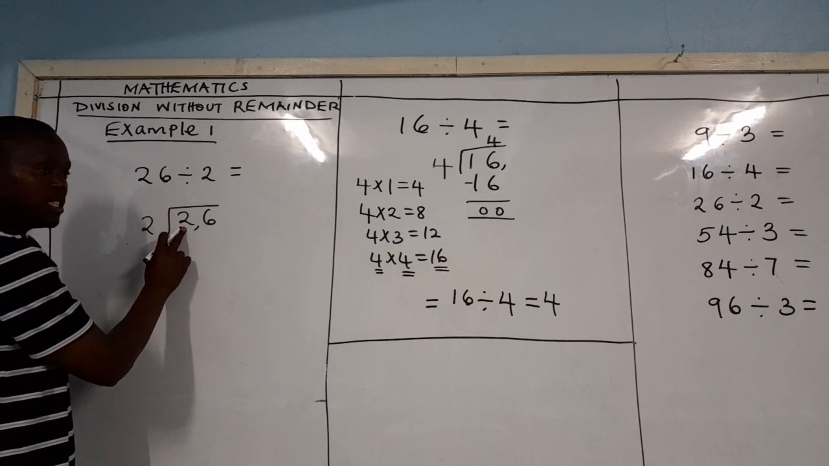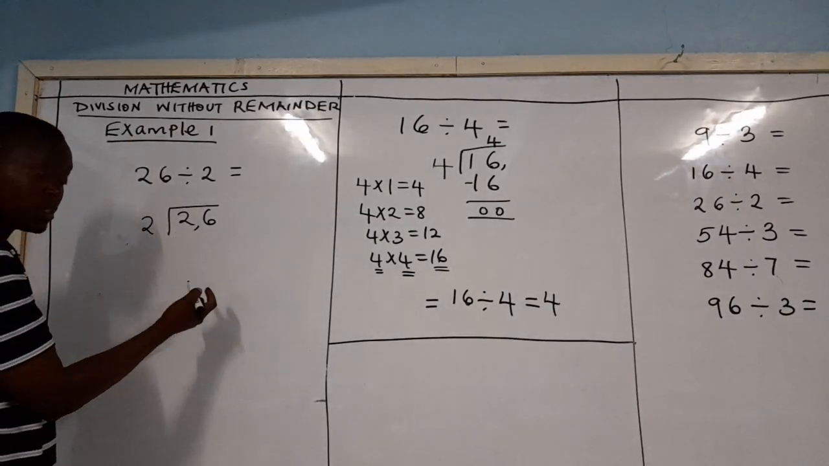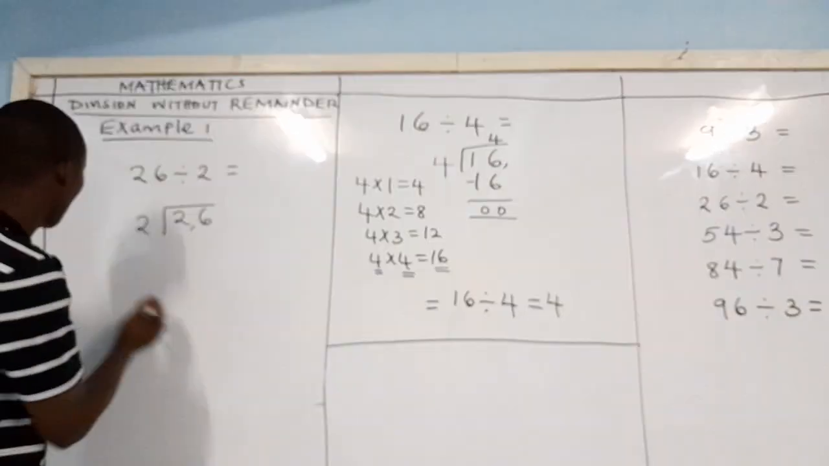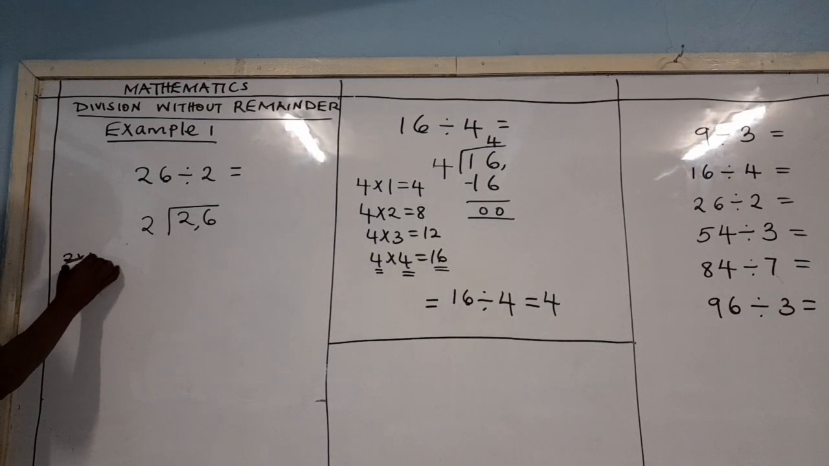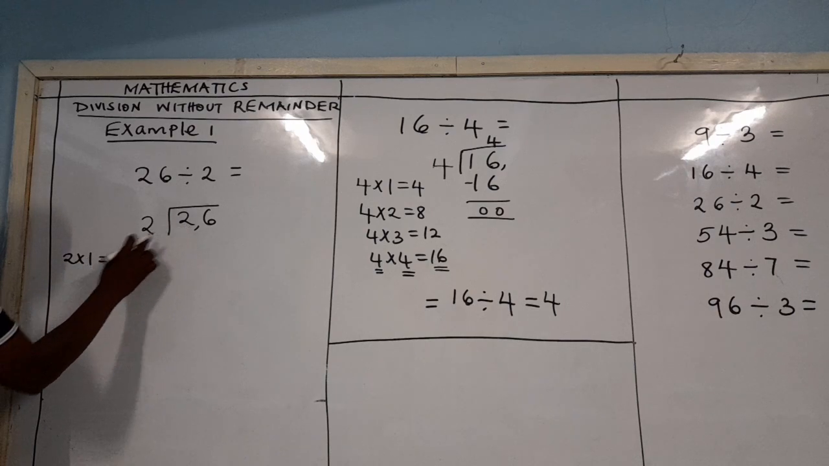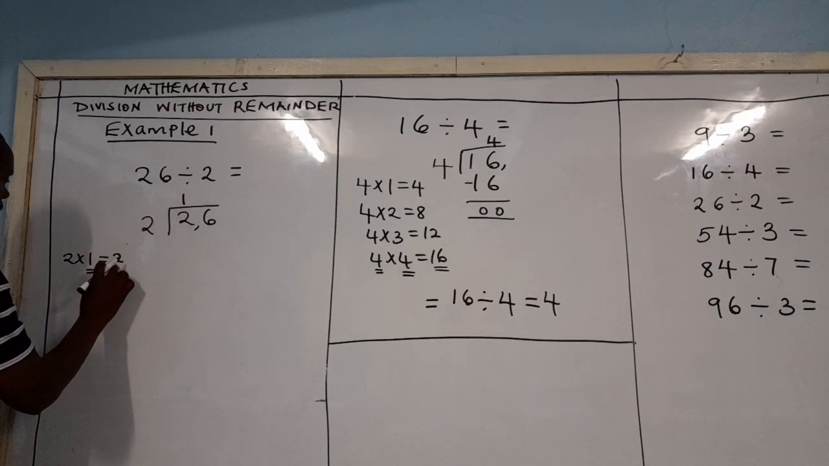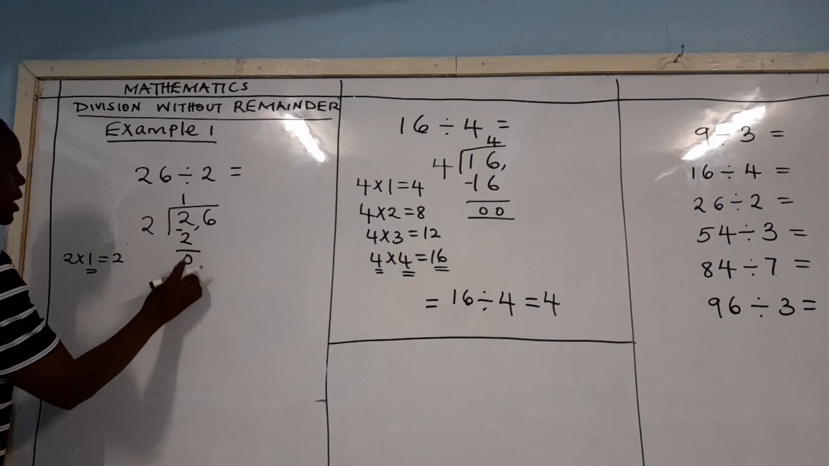Consider the first digit, 2. Ask yourself, can this 2 go into 2? You find out that 2 can go into 2. How many times? Probably you don't know. Make a table of these 2. 2 times 1 is equal to 2. You see, we have 2 and here it is 2. So this 2 goes into 2 1 time. Record 1 here. This other 2, you record it down here. Take away, you get 0.